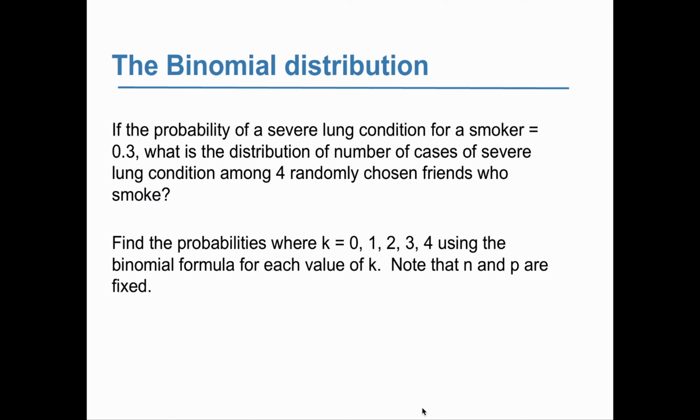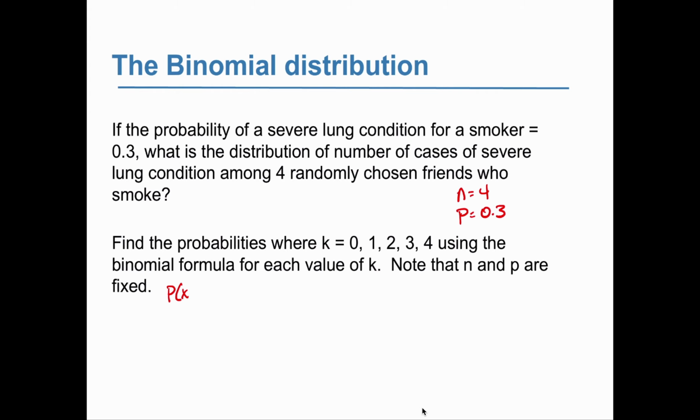If the probability of a severe lung condition for a smoker is 0.3, what is the distribution of number of cases of severe lung condition among 4 randomly chosen friends who smoke? Find the probability where K equals 0, 1, 2, 3, and 4 using the binomial formula for each value of K. So N and P are fixed, right? N equals 4 and P equals 0.3.